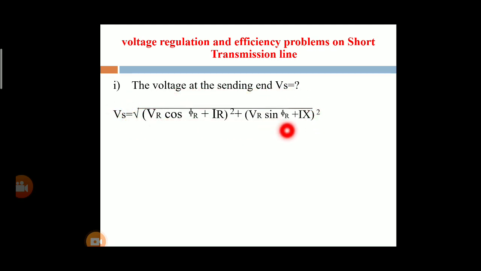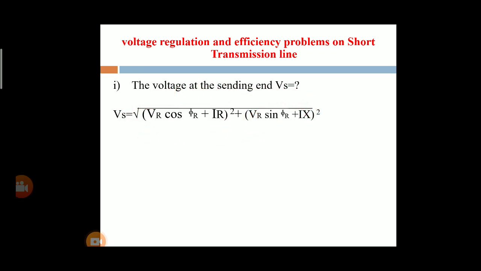This formula is derived by using the phasor diagram of the short transmission line. Using the short transmission line, we determine the formula for the sending end voltage. The formula for Vs is the square root of (VR cos phi R plus IR) whole square plus (VR sin phi R plus IX) whole square.